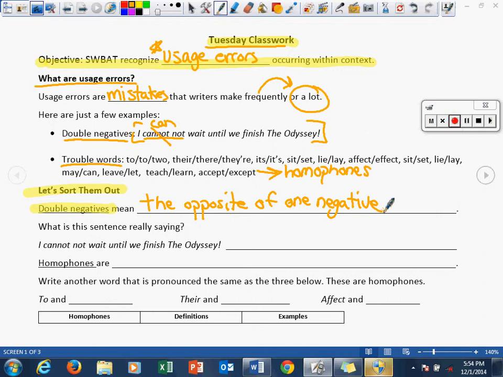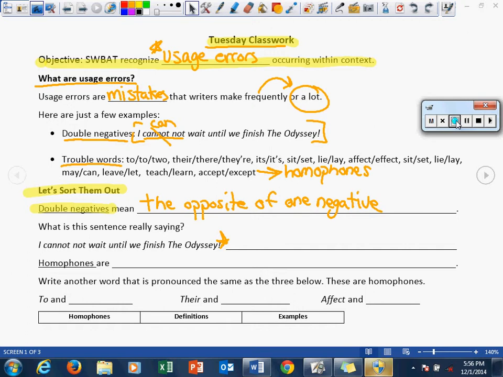Again, right here, I'm going to just put a star for you to answer this question. What is this sentence really saying? I cannot wait until we finish the Odyssey. We just did that, so I'm going to give you about 15 seconds right now to finish up and answer that question. Reword it. Go ahead and pause your YouTube video and reword that in about 15 seconds. Alright, by now you've filled that in and you understand that I cannot not wait until we finish the Odyssey actually means I can wait until we finish the Odyssey because the double negatives rule each other out.